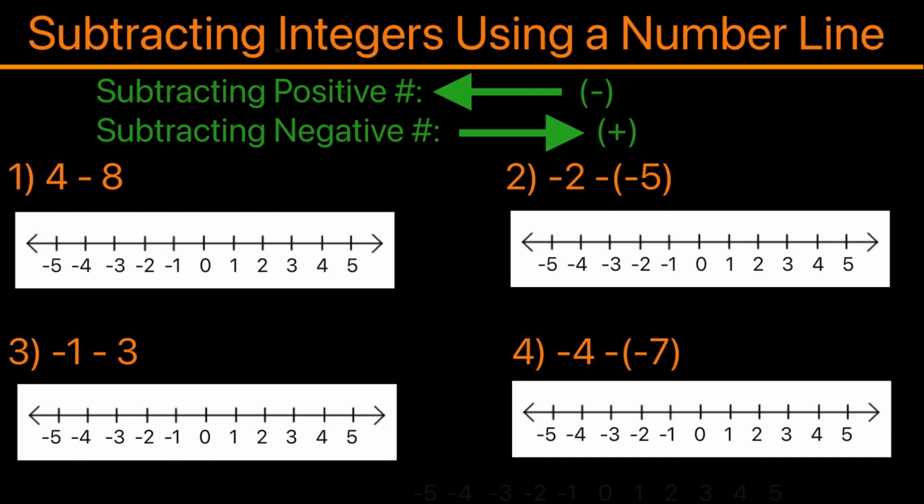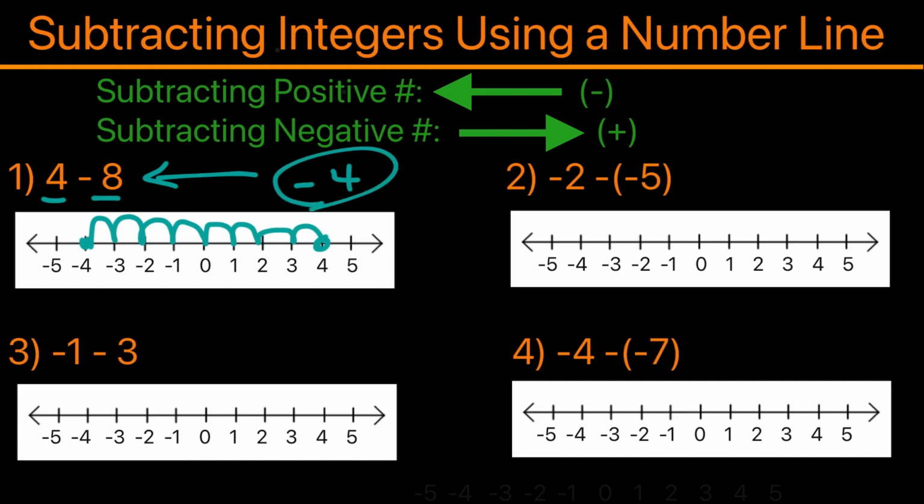For the first example, we have 4 minus 8. We'll start with 4, so we will place the point at 4. Then we're minusing by 8. Since we're subtracting a positive number, therefore we're going left. And so we're gonna go 8 spaces to the left. That would be 1, 2, 3, 4, 5, 6, 7, 8. So we will end up at -4. And that would be our answer for the first one.